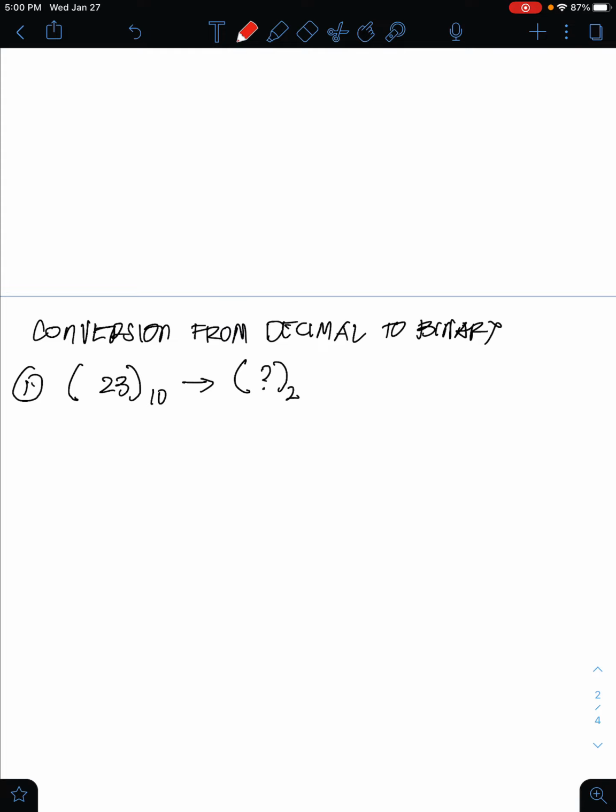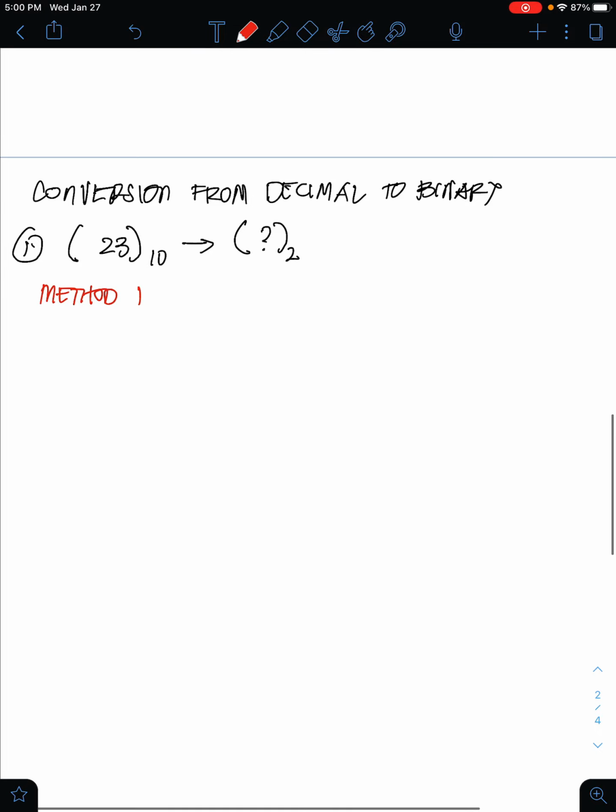We have two ways. The first method, method 1: you will be dividing 23 until it becomes 0. So this one would be 23 divided by 2. Let me use the calculator. That's 11, with remainder 0.5 times 2, so that is 1. Then 11 divided by 2 is 5.5, so 5.5 times 2.